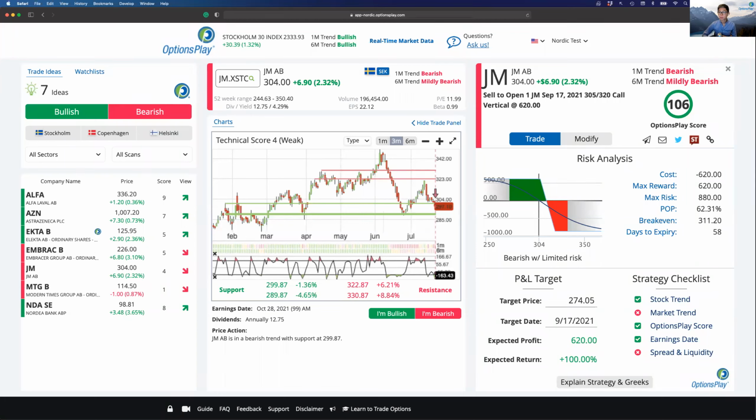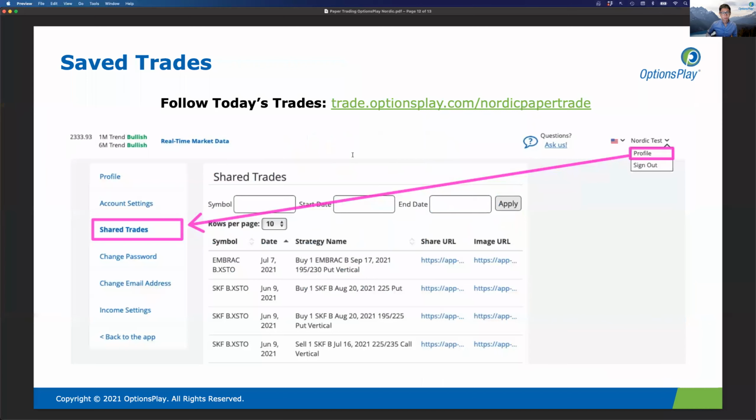Kamal asks, are we going to get this presentation later on? And the answer is yes. You get the recording, you get the slides, and now you have the spreadsheet that you can access the trades that we saved on today's session, which again, the link to that spreadsheet is on trade.optionsplay.com/Nordic paper trade, which I just posted into the chat window again. But I'll put it on the screen for those of you that want to write it down or save it somewhere else.